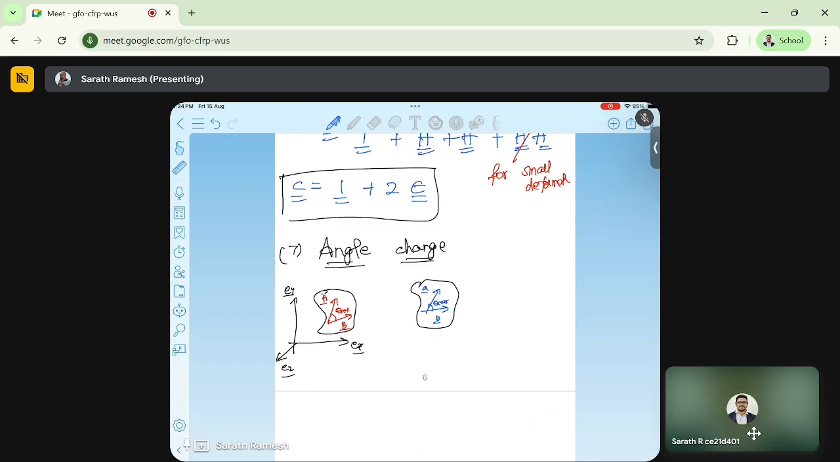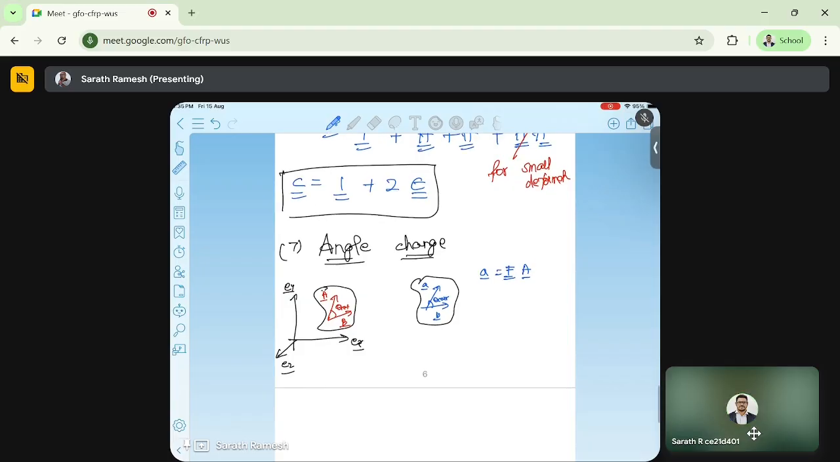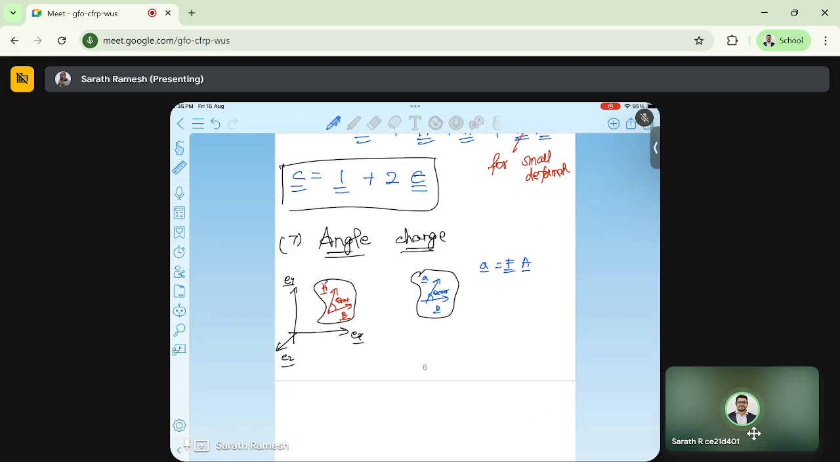Why am I writing small a, small b? Because that's the current configuration, and capital A, capital B, as usual, is the reference configuration. Here also we can write small a equal to F times capital A. The F is a second order tensor which maps a line element in the reference configuration to the current configuration. So now I'll straight away write the angle formula.